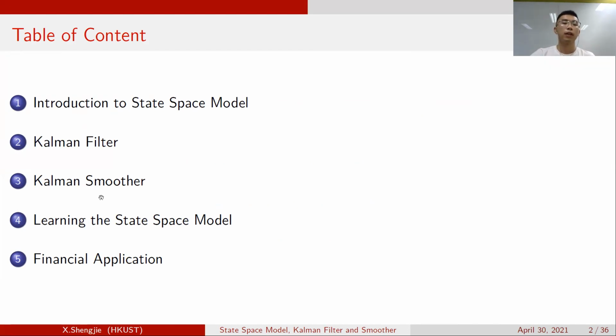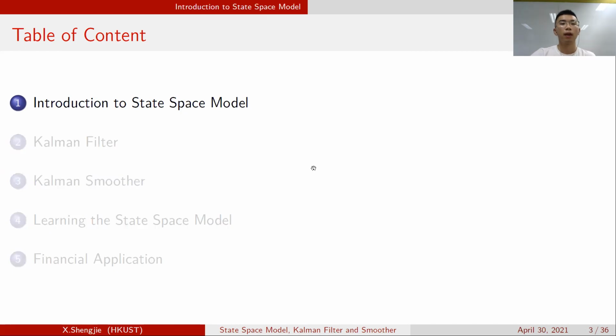Then we will come to how to learn the parameters inside this state-space model. Because as we all know, when we define a model, there are some parameters that have to be fixed. So this part will tell you how to learn them automatically instead of fixing them. And finally, we will talk about its applications in finance.